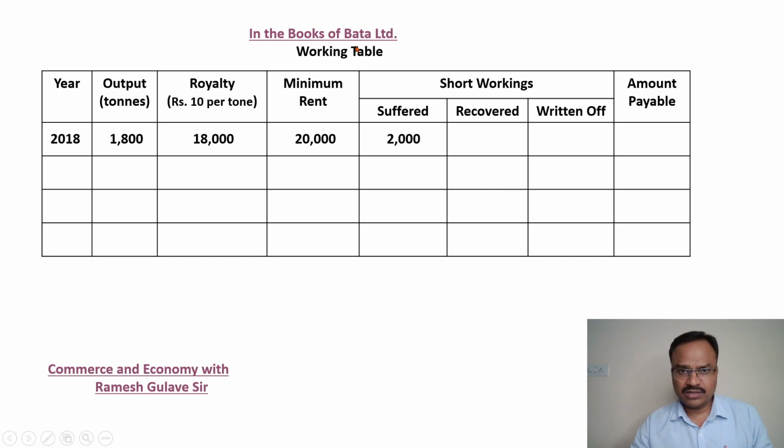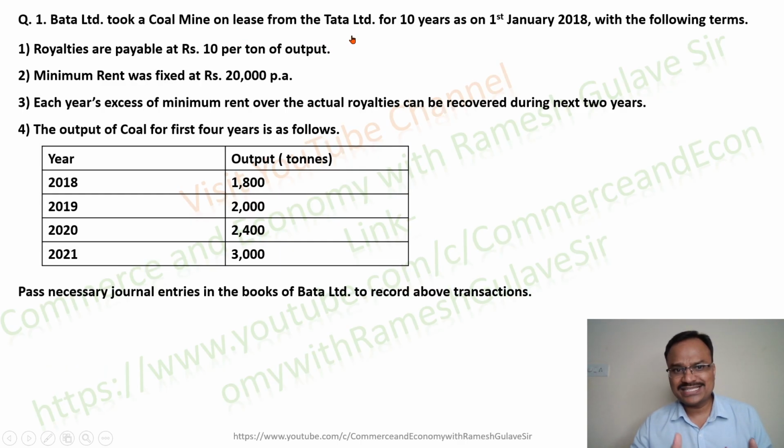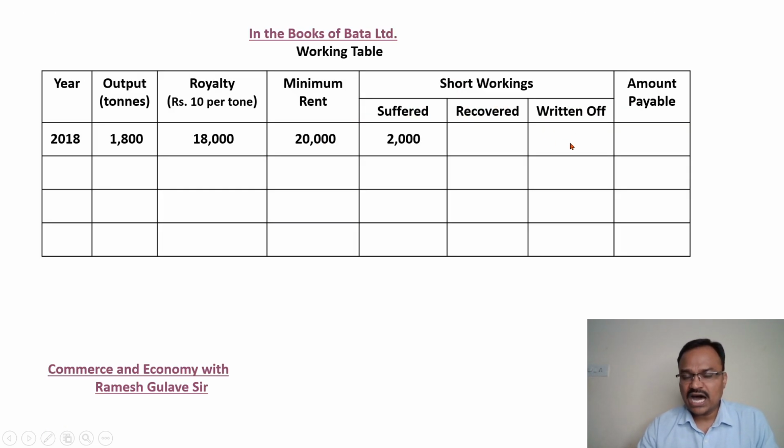Or if the short workings are not recovered in the next 2 years, then the amount of short workings which are not recovered is recorded in the last column, that is, written off. We write off the amount of short workings which are not recovered, right?